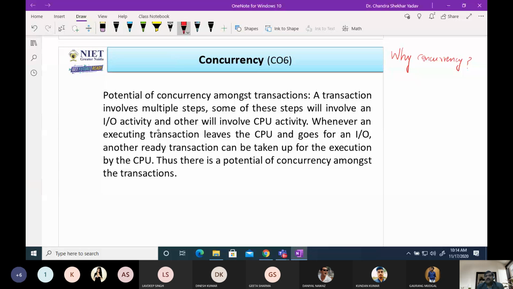In concurrency, there occurs context switching. Some instructions of T1 are executed, then we execute some instructions of T2, and after that we execute some instructions of T3. In this way, we allow multiple transactions in our system for execution. Did you get it? Yes, sir. Did you get the meaning of concurrency? Yes, sir. Then what are the advantages of using concurrency?